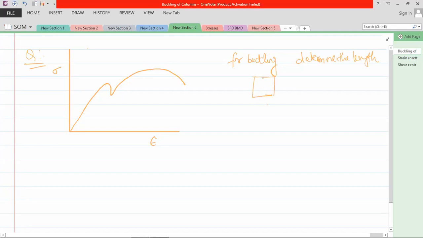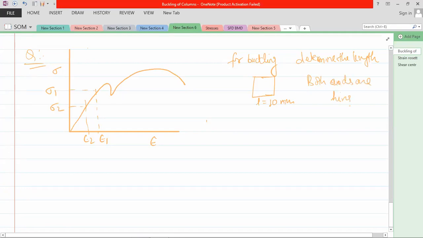Suppose the length is, say, 10 mm, and it is a square cross section. They ask for buckling, determine the length, and some values are given on the curve. Suppose this is your given sigma 1, sigma 2, epsilon 2, epsilon 1. And the condition is both ends are hinged.